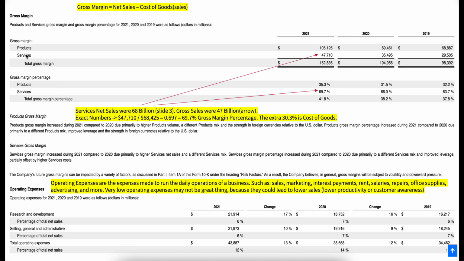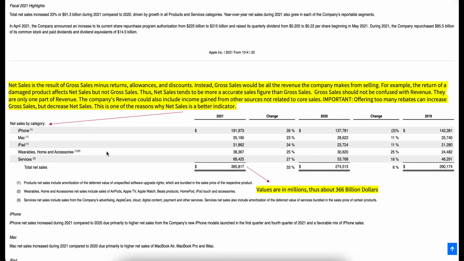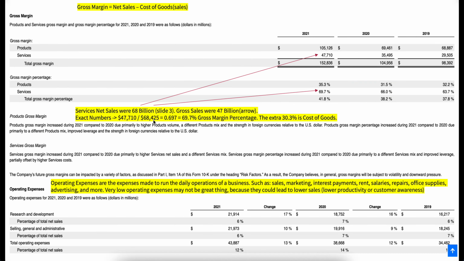It tells us that the gross margin of services is $47 billion, remember, because these values are in millions. Remember that our services net sales were 68 billion. If you don't remember, let me go back. Our services net sales are 68.4 billion here, right? Okay, so let's go back. 68.4 billion. And our gross margin was 47 billion, as you'll see here from services. So what does that mean? We actually sold 68 billion, but we grossed out of this $47.7 billion because we had some cost for the goods. So out of this 68 billion, we grossed 47 billion.